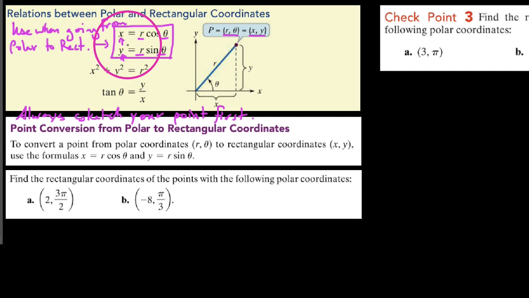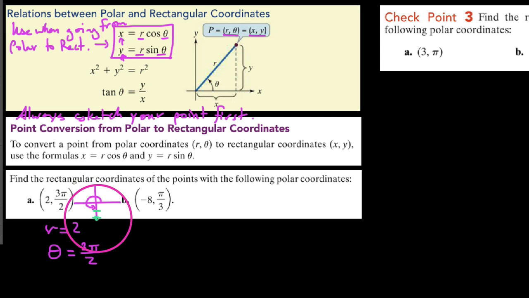When going from polar to rectangular, knowing r and theta, to convert a point from polar coordinates (r, theta) to rectangular coordinates, all we need to do is use the formulas x equals r cosine theta and y equals r sine theta. In this first example, we are told that our r value is 2 and our theta value is 3 pi halves. To begin with, sketching what this looks like, we're going in a 3 pi halves direction and going 2 units out from the origin, or the pole, in that direction. So this is the point (2, 3 pi halves).